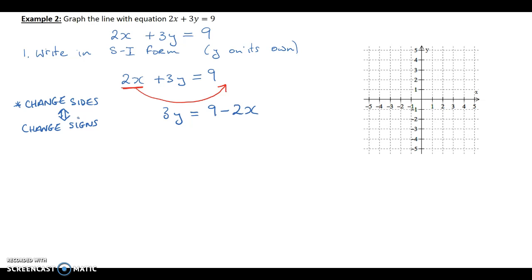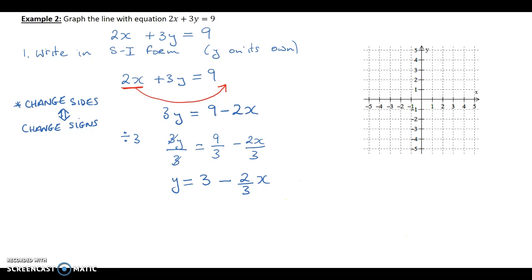So the 2x changed sides, so we have to change its sign to take account. Now that's 3y, but we want y on its own. So to get y on its own, we have to divide everything by 3. That will give you 3y over 3 equals 9 over 3 minus 2x over 3. In this instance, the 3's will cancel. So you have y equals 9 over 3, which is 3, and this can't be reduced, so it's minus 2 over 3. And we'll move the x out to the side. It's okay if you want to leave it on top, but it makes more sense here to move it out to the side.